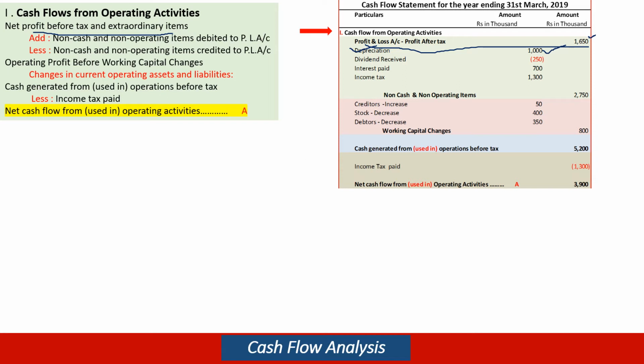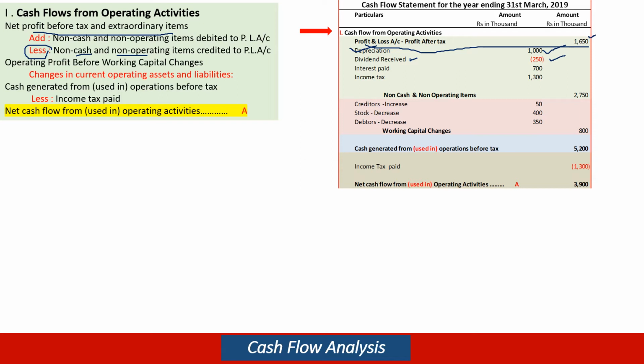Non-cash, non-operational items credited. Depreciation is an operational item, but it is a non-cash item. Dividend received is a cash item, but it is a non-operating item. It has nothing to do with our production. Therefore, if it is non-operating, then we have to look into deducting it from the account. We deduct it because it was wrongly added.